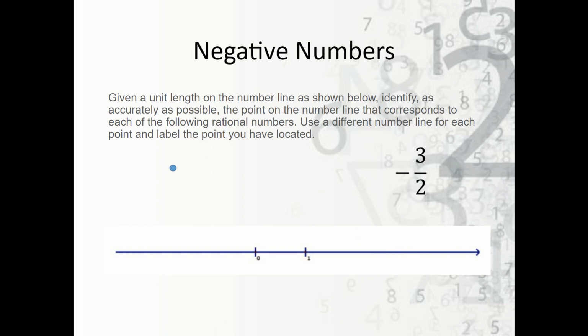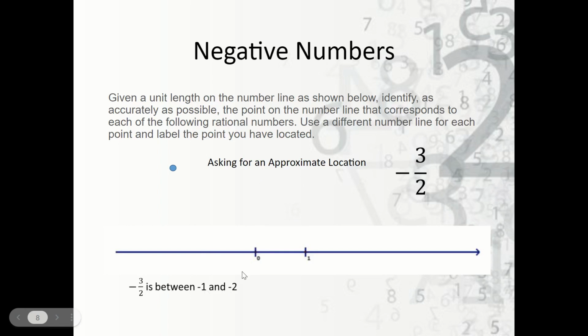Now what if we're asked to plot a negative number on the number line? Well, this is -3 halves. We want the approximate location. We should notice that -3 halves is between -1 and -2 because this is really -1.5. So we're just going to take this distance from 0 to 1 and copy it towards -2. So we're going to copy it over here.